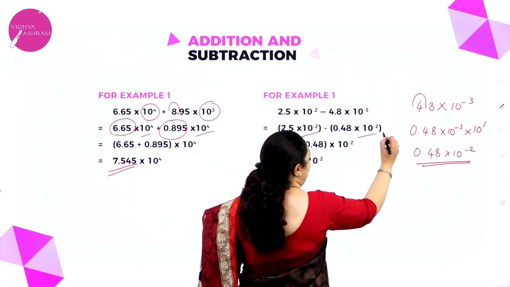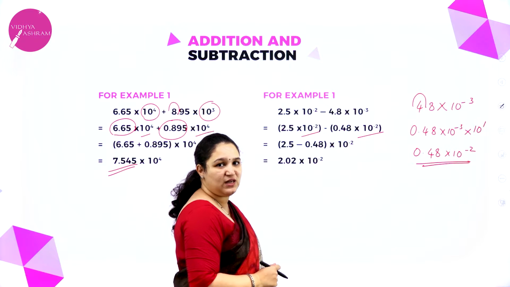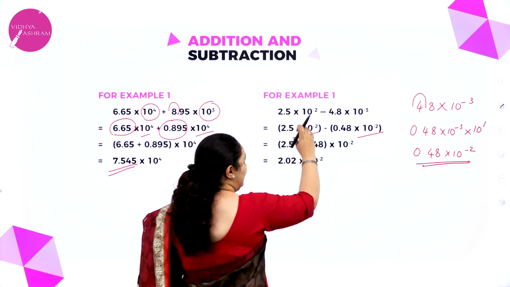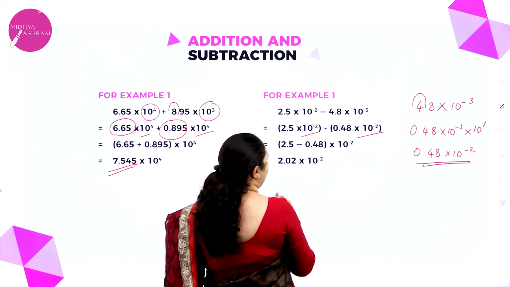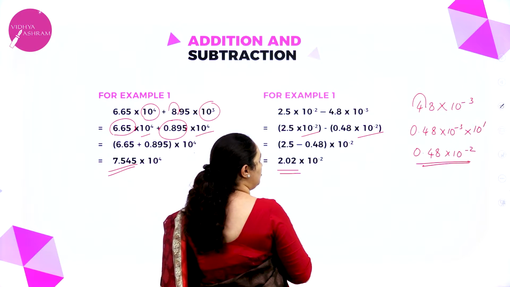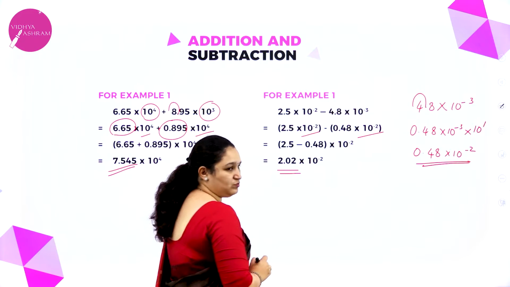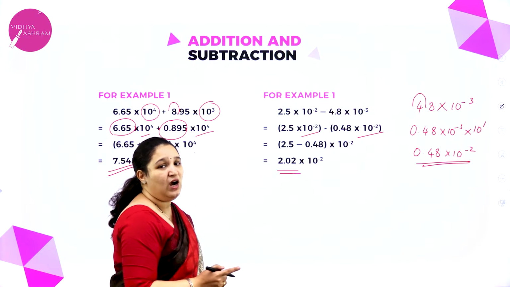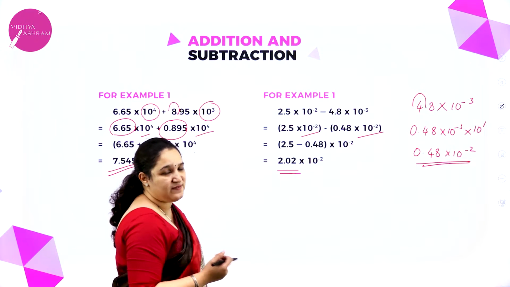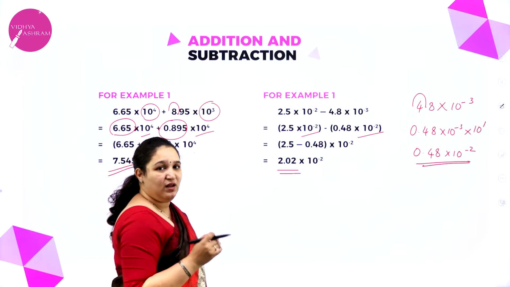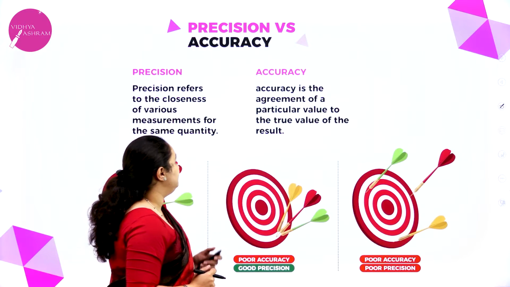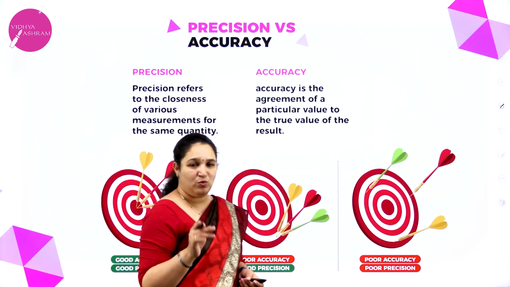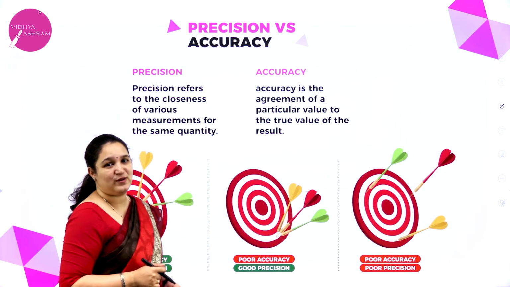So minus 2 and minus 2, same exponents are there. Now take that out as common as 10 power minus 2. 2.5 minus 0.48 is 2.02 into 10 power minus 2. So I hope you have understood how to do addition as well as subtraction. Is it clear? Okay. Next one, we will be learning about what is precision and accuracy.